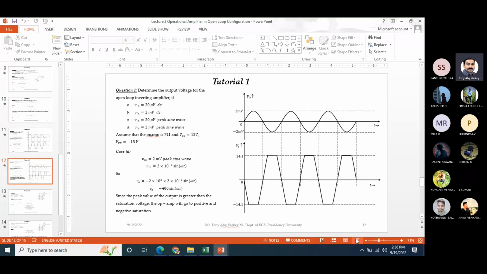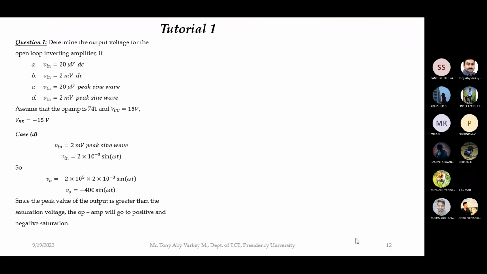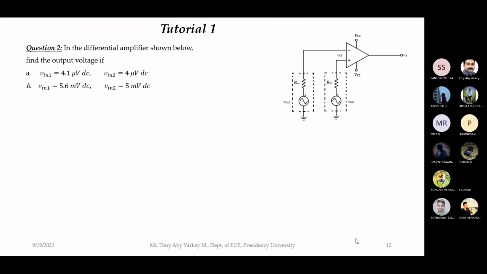Okay, one more problem we will do and wind up. The question is, in the differential amplifier shown below, find the output voltage if V in 1 is 4.1 microvolt DC and V in 2 is 4 microvolt DC. First case. So tell me, what is the formula for output voltage of a differential amplifier in open loop?